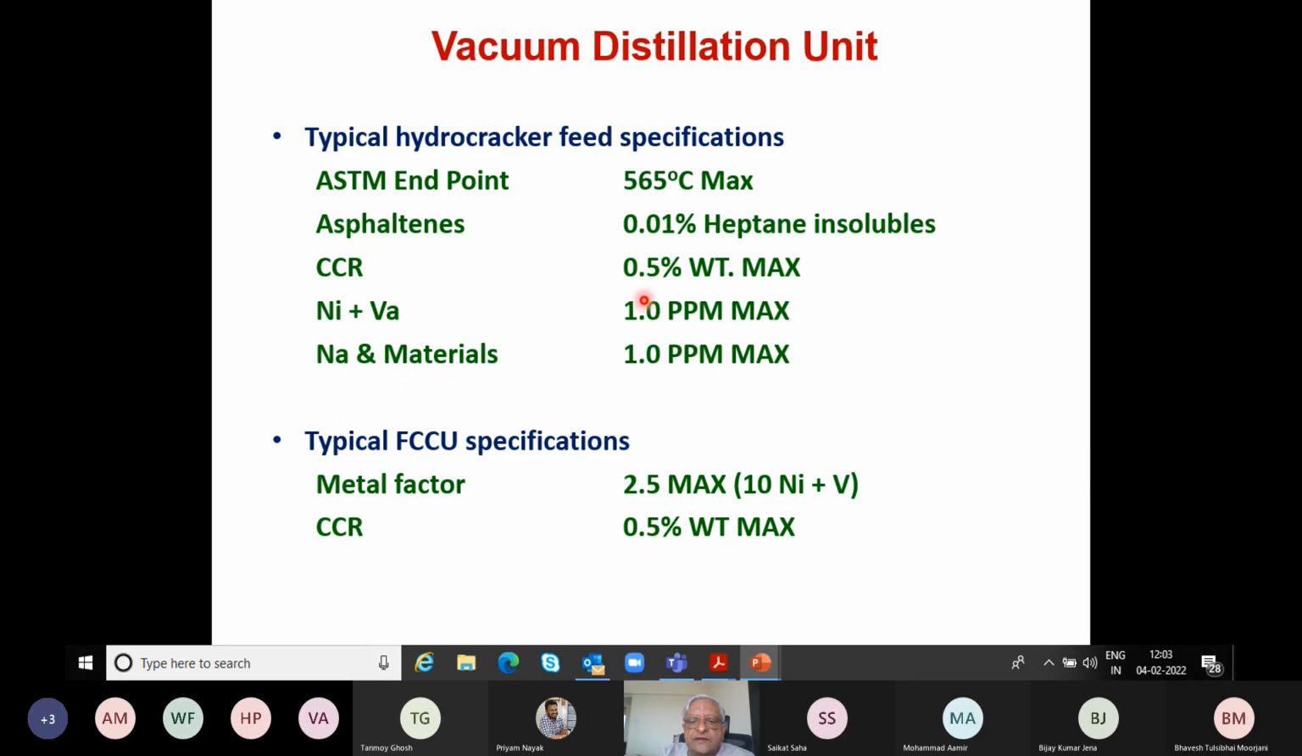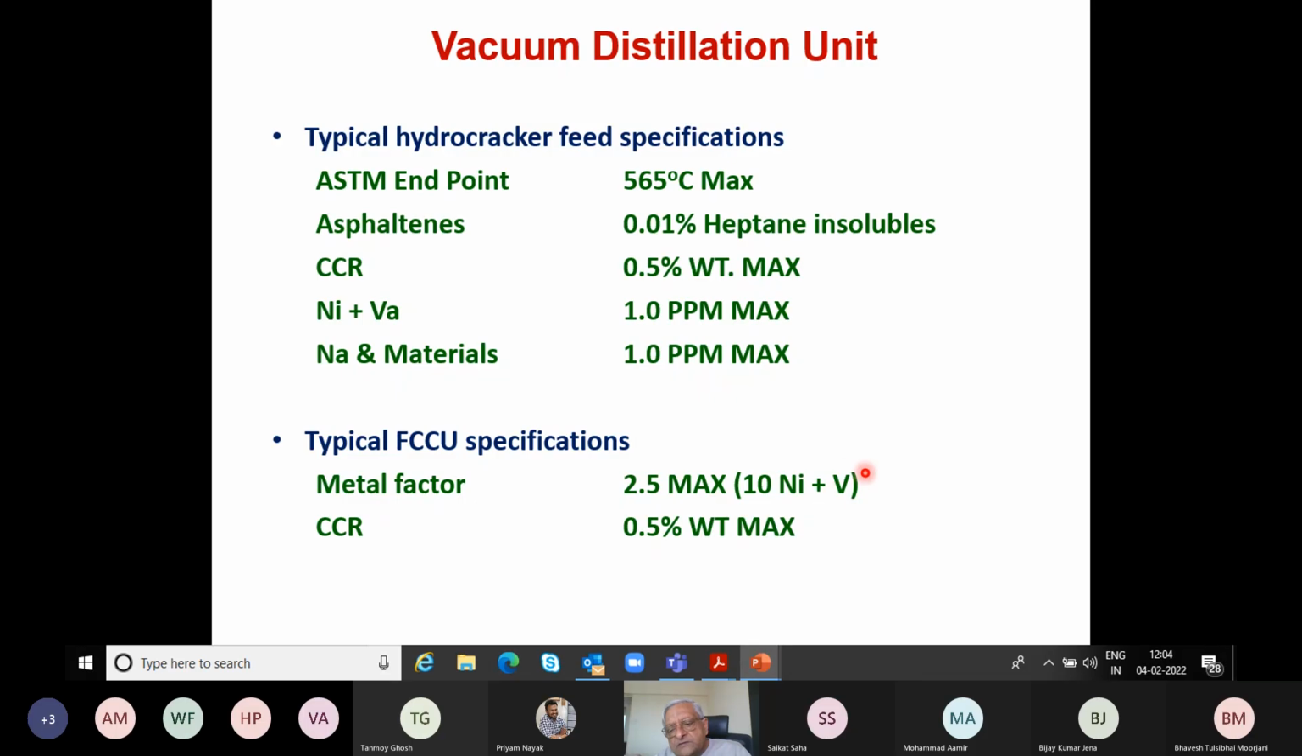So this is what we try to do. And when you talk about the FCC unit, in FCC, actually the specifications are a bit relaxed as compared to hydrocracker. Here, actually, the metal factor is slightly higher. That is the nickel and vanadium. And the 10 times nickel plus vanadium is called the metal factor.